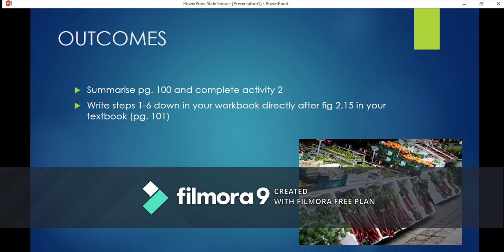You need to summarize page 100 and then complete activity 2. And then you need to write down steps 1 to 6 in the workbook directly after figure 2.15 in your textbook. Okay, so there's 6 steps. I've redrawn that diagram, and then you can copy that and understand the steps. I'll explain it step by step, and then you can just follow.